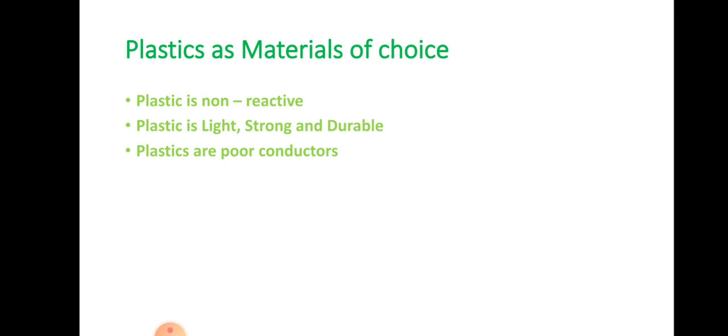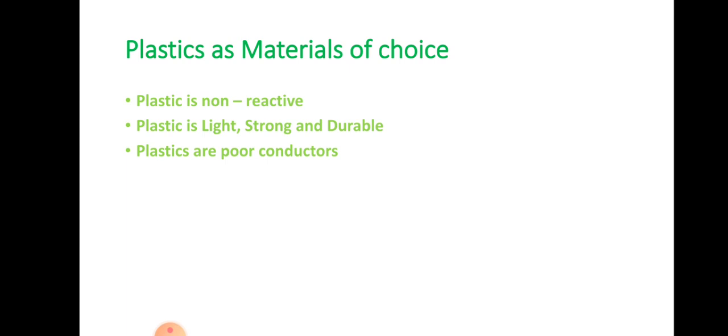Durable means it will work for a long time. And it can be molded into different shapes and sizes. For this we are using plastics. And plastics are generally cheaper than metals. They are widely used in industry and for household articles.